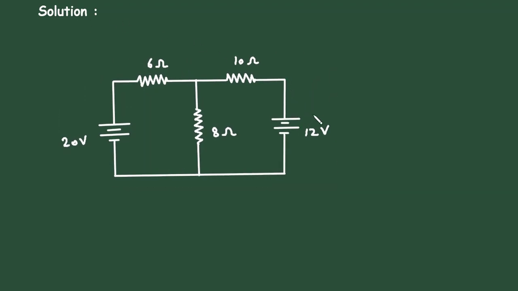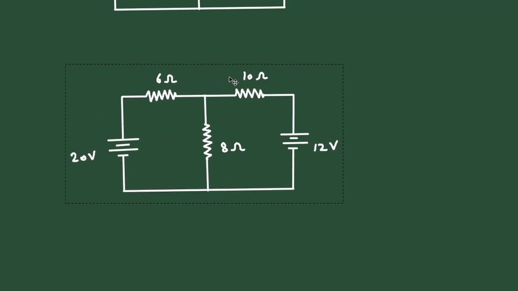First of all, we will convert this voltage source into its equivalent current source. Now, when we convert this voltage source to a current source, this resistance in series will become parallel. So it will look like this. This 10 ohm will become parallel like this.